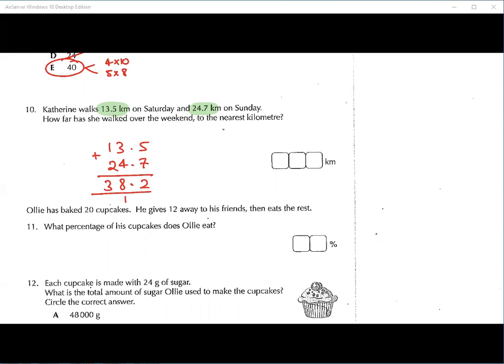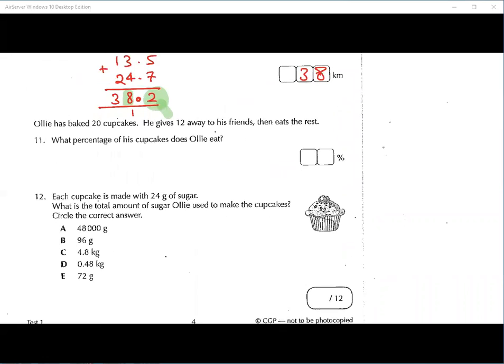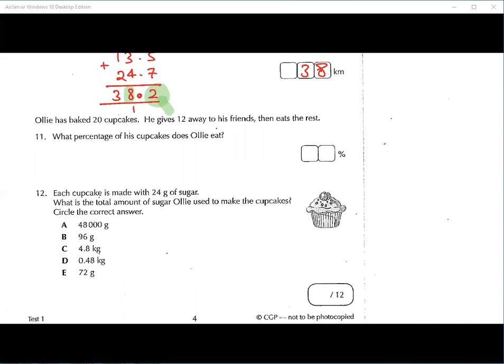Yep. So what do they want you to do now? How far has she walked over the weekend to the nearest kilometer? It's already in kilometers, but it's not to the nearest kilometer. The nearest kilometer would be 38. So you got to stop over here and look at the next number. Because the number 2 is less than 5, you leave the number 38 alone. So the answer becomes 38. Fantastic.